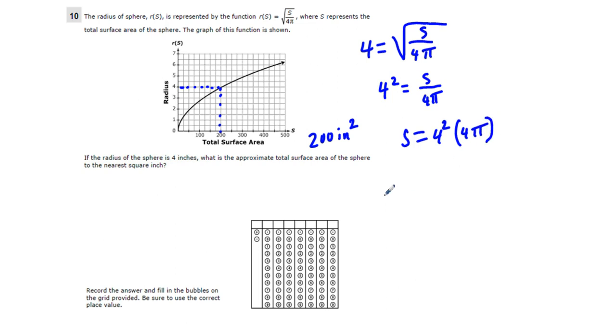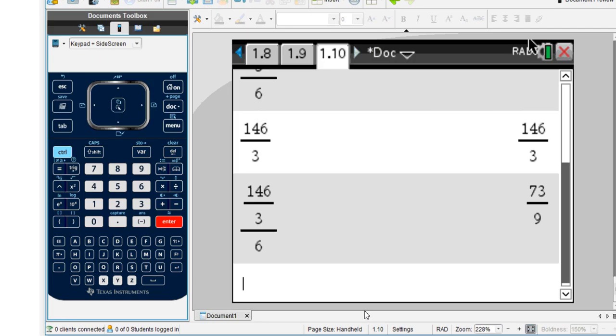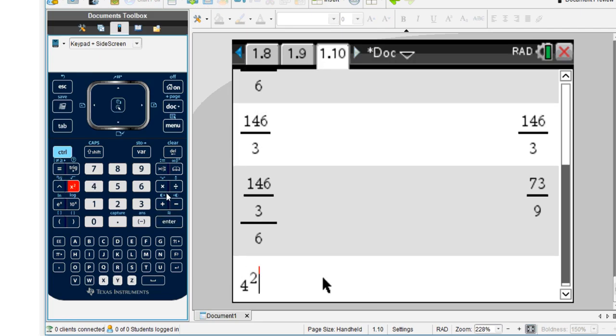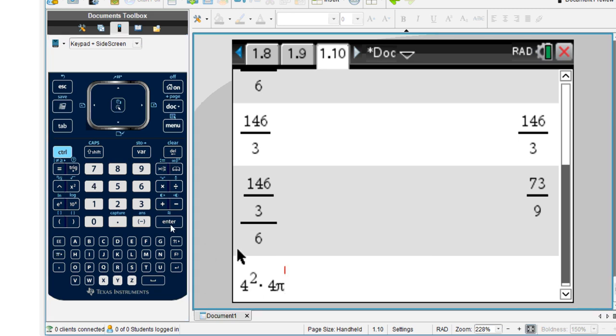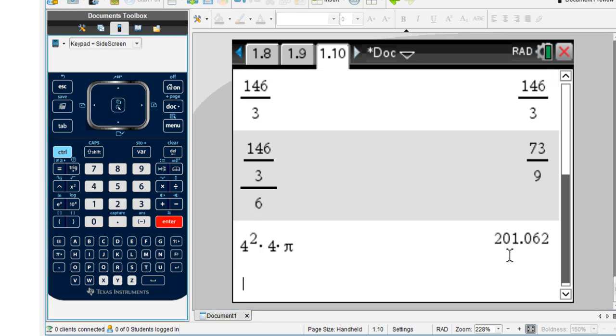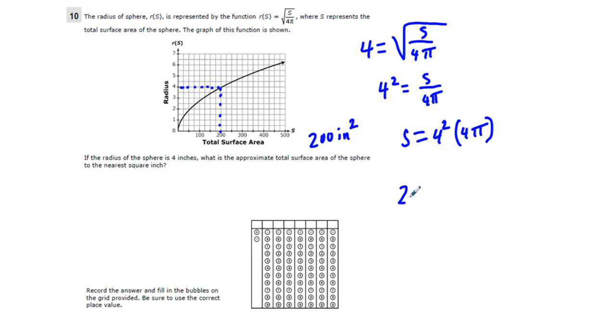And we can put that in the calculator. So we have 4 squared times 4 pi. So we get 201.062. Yeah, to the nearest square inch. So that nearest square inch would be 201. So we put 201 here.